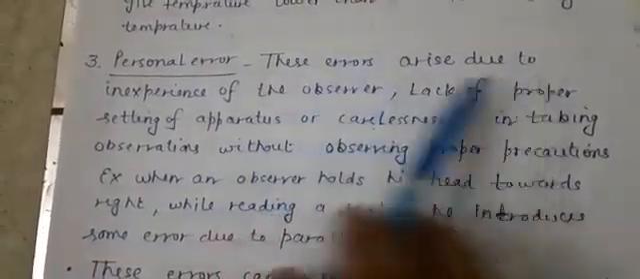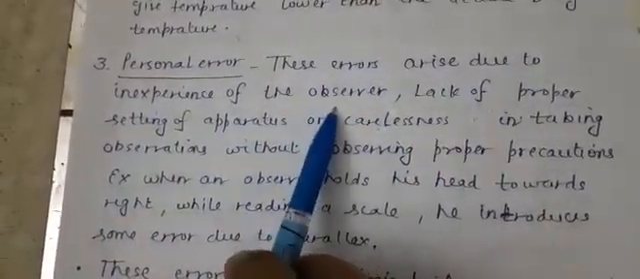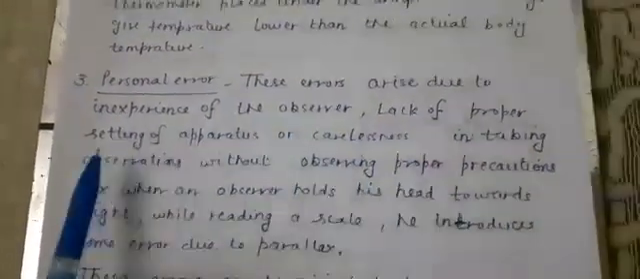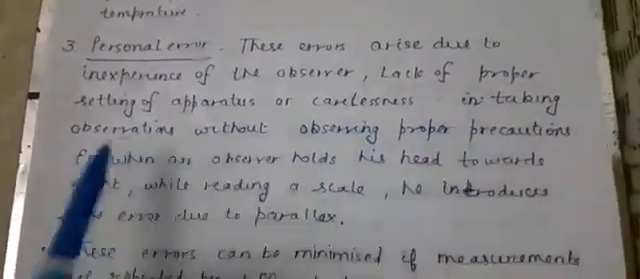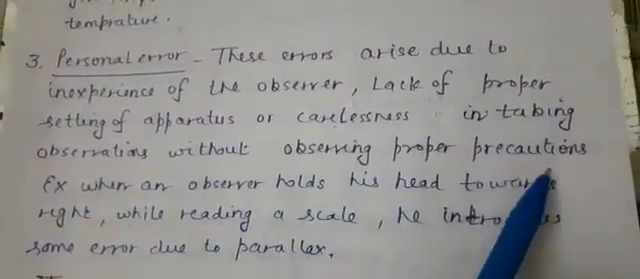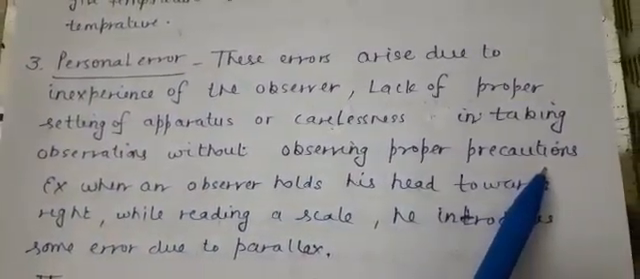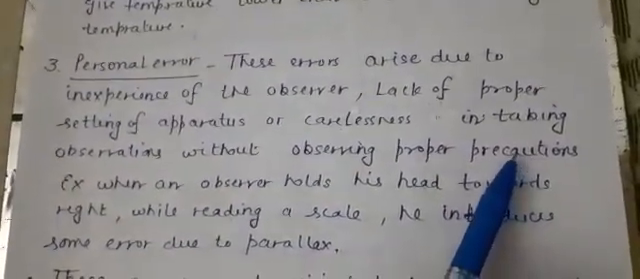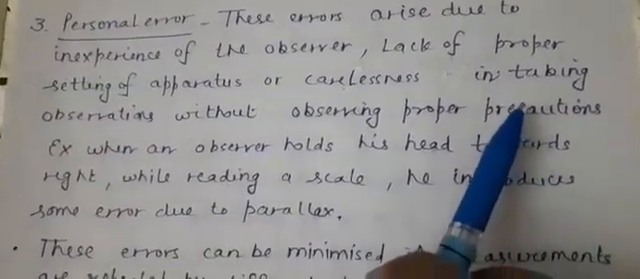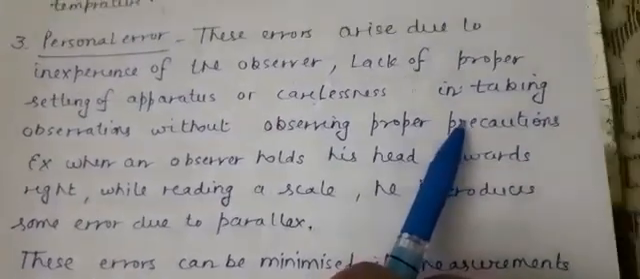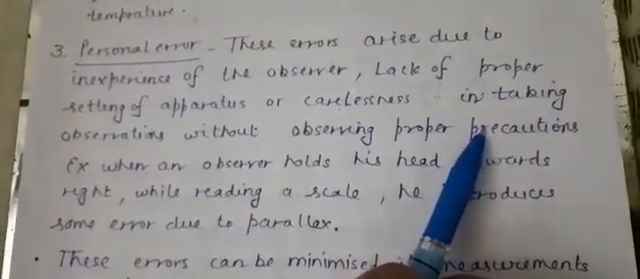These errors arise due to inexperience of the observer. That means lack of knowledge. You don't know how to handle the things. Lack of proper setting of apparatus. Or carelessness in taking observations without observing proper precautions or sources of error. It means when an experiment has to be done, then certain key rules should be there on how to perform the experiment and what precautions to be taken care of. So if the person is not following all that, that will come under the personal error.